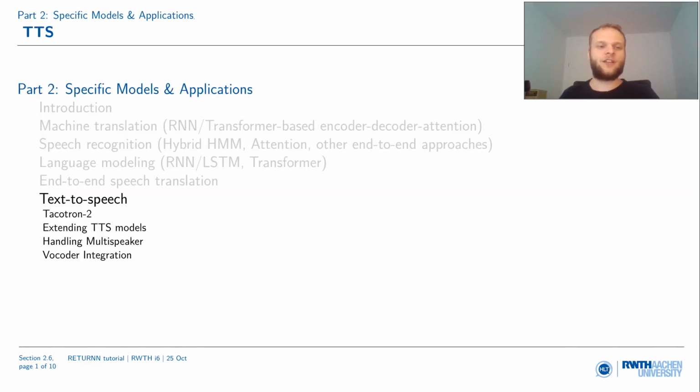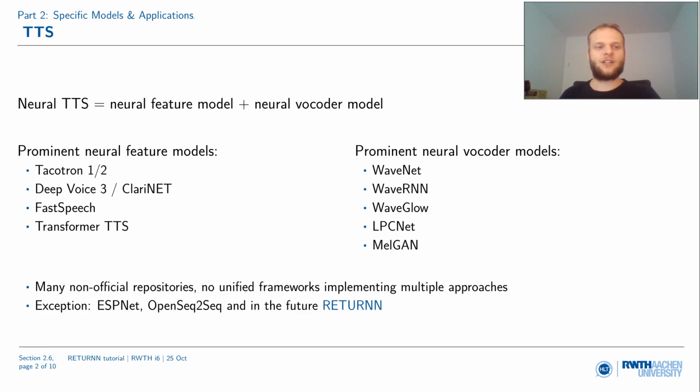Now we come to the last part of the applications, text-to-speech. When we talk about text-to-speech, or more specifically neural text-to-speech, we talk about the neural feature model, which converts text into spectrogram representations, and a neural vocoder model, which converts spectrograms into a final waveform. For both model parts, there exist different architectures. And for each of those architectures, you can find a lot of, let's say, non-official repositories on GitHub, but there's no real unified framework where you already have implemented all of these different models. An exception is ESPnet, and also to some extent OpenSeq2Seq, as they provide some of the here listed feature models, and we hope that in the future RETURNN will also be able to provide implementations for most of these feature models and vocoder models.